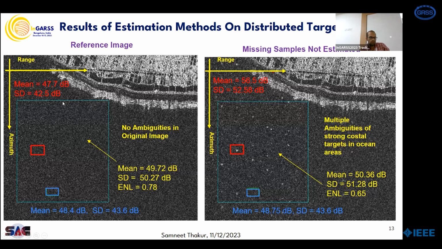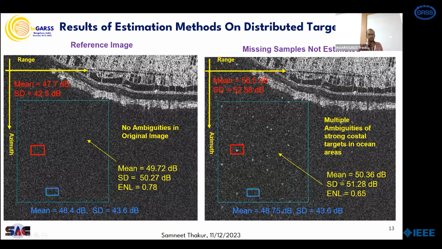And on the right hand side, when the missing data was present, as you can see, there are very bright, what we call ambiguities or ghost targets. These are basically the bleeding of energy of the coastal targets into lake or oceans. These have appeared, and what these have done is they have increased the mean and SD levels of these areas. So that is, and it has also reduced the contrast of the image.